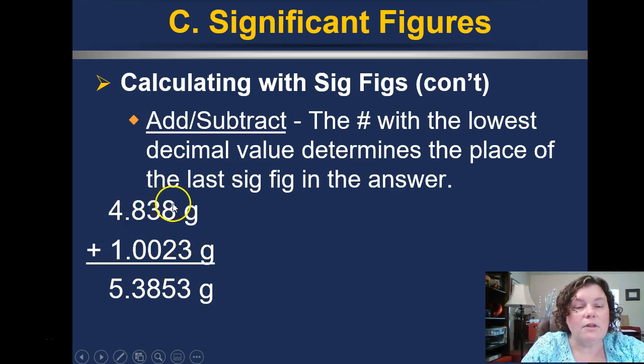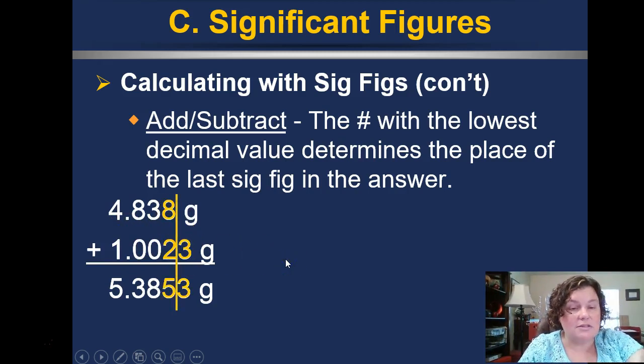Wherever the first number ends first, that's what you're looking for. What number ends first? See, here's where my line ends, right here at the 8. That is where you can report your answer. So we cannot report our answer past this 5. So we have to look at the next number over.